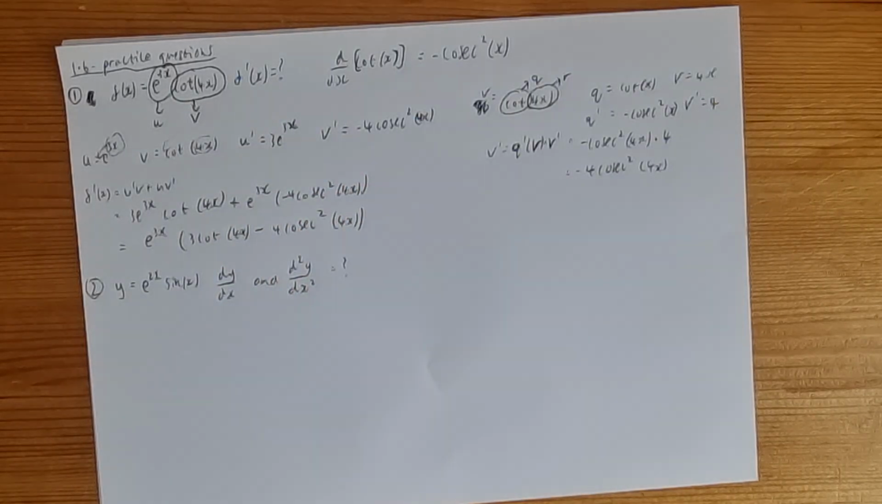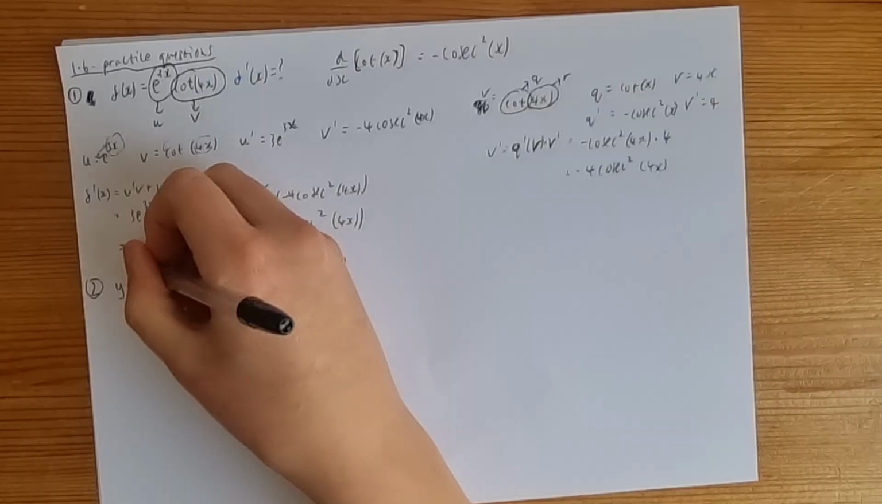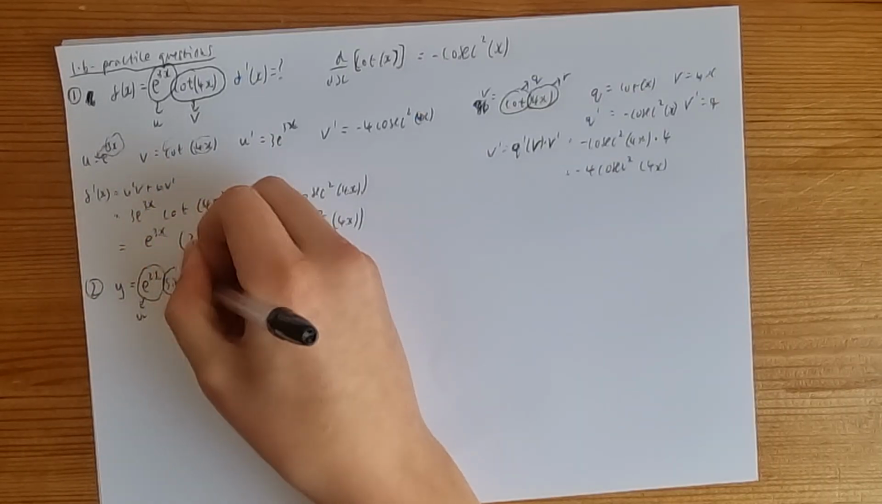So press pause and have a go, think about it quite a lot. Alright, so I'll assume you've tried. It's quite simple. We're going to first of all find the first derivative. So let's call this u, this is product rule again.